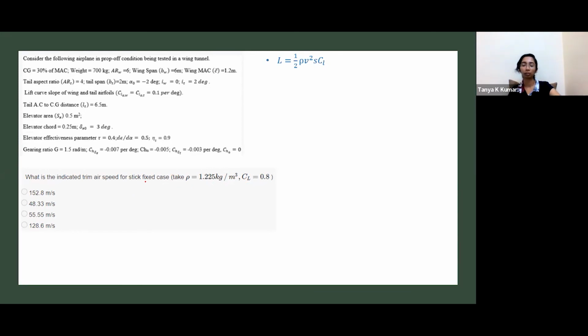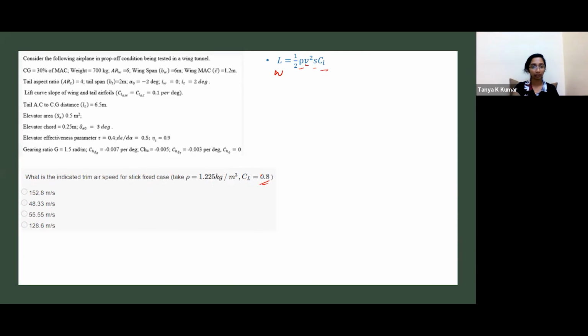We've been using variations of this equation for quite some time. So you have the lift at trim, lift equal to weight. Density is given to you. We need to find out V. We have S, we have CL. CL trim is given here.